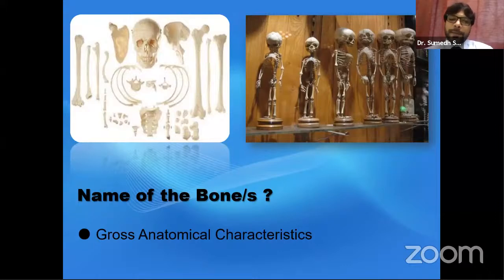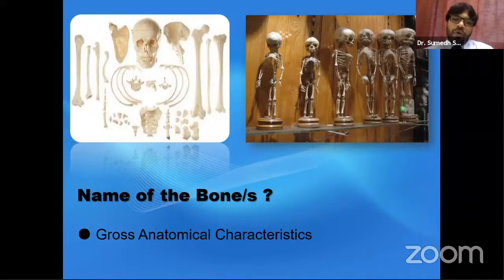Then tibia, a rod-shaped bone. Your clavicle is like the Roman clay, or the collarbone. Ulna appears like a hook, and the scapula is called the shoulder blade. So these are Greek and Latin terminologies for the bones.